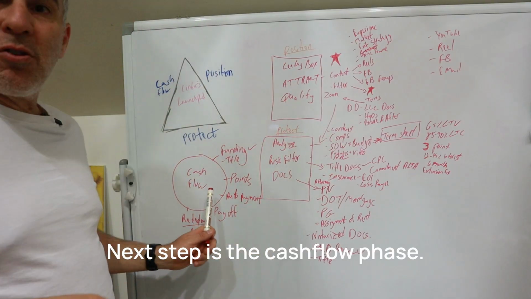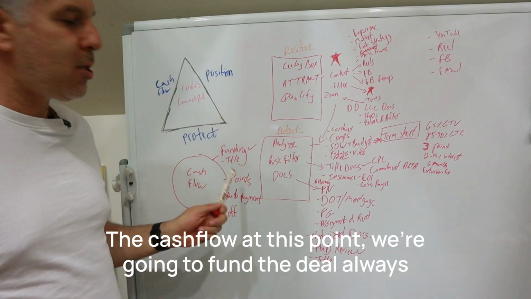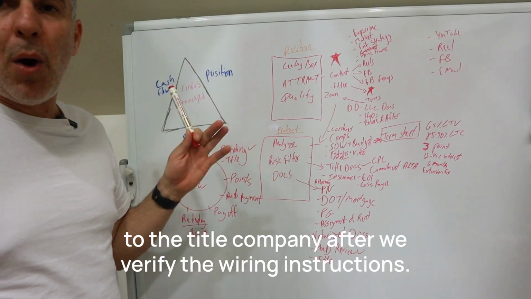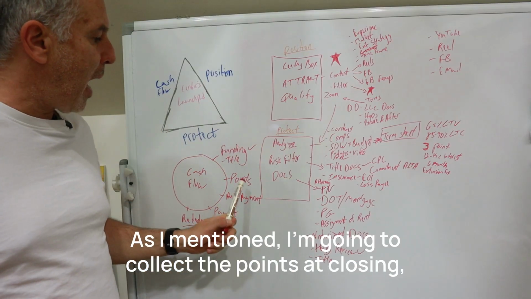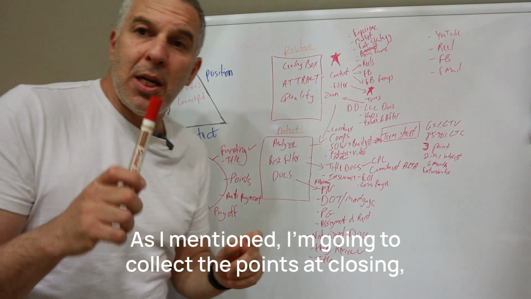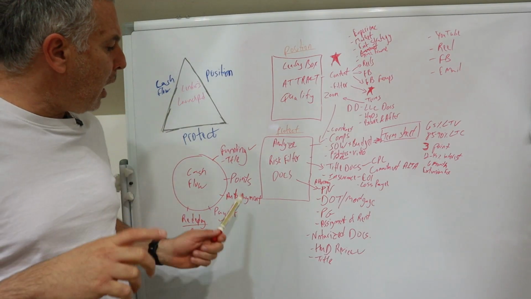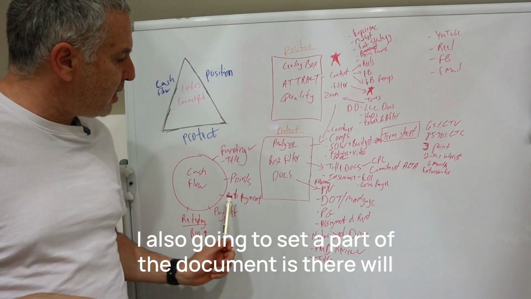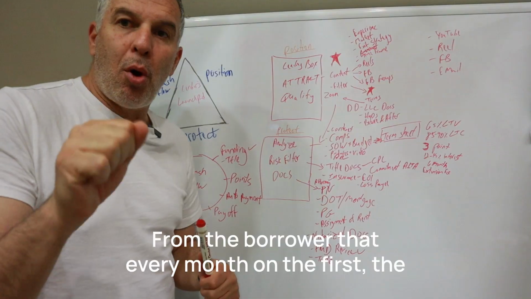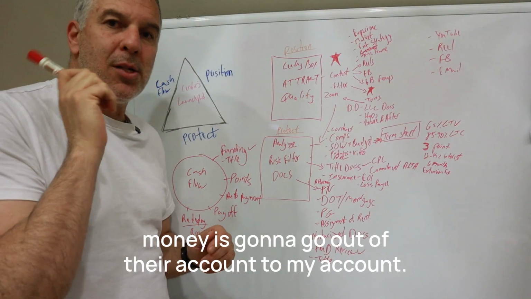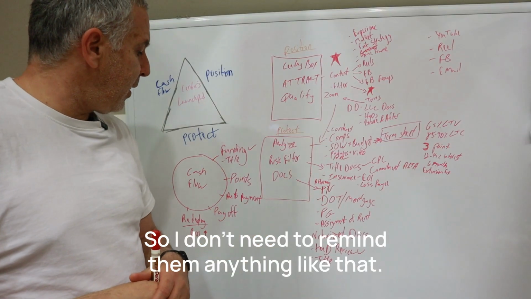Next step is the cash flow phase. At this point, we're going to fund the deal, always to the title company, after we verify the wiring instructions to make sure the money goes to the right place. As I mentioned, I'm going to collect the points at closing, meaning we get paid first. So cash in at closing. I'm also going to set up, as part of the documents, an auto payment deduction or auto payment confirmation from the borrower, so that every month on the first, the money is going to go out of their account to my account. So I don't need to remind them of anything like that.